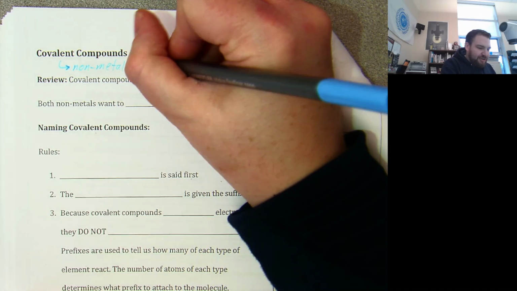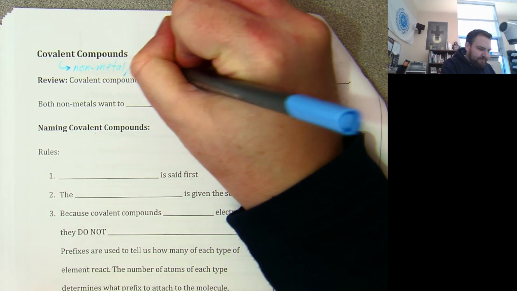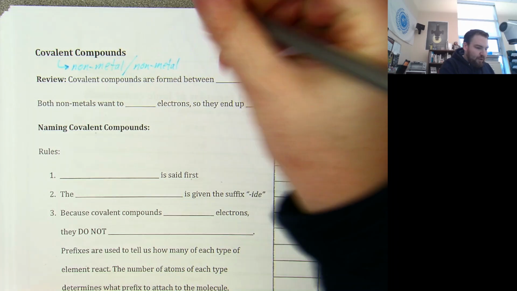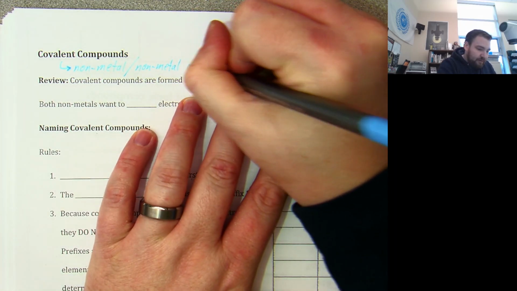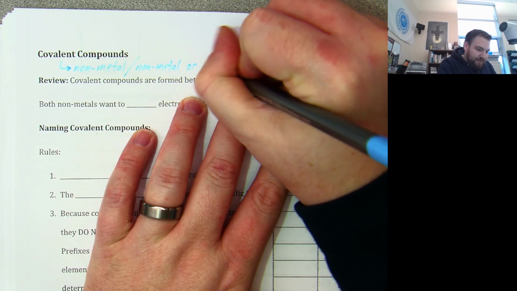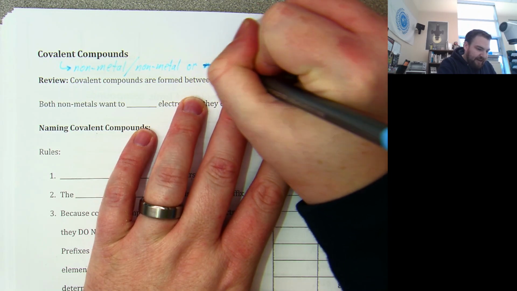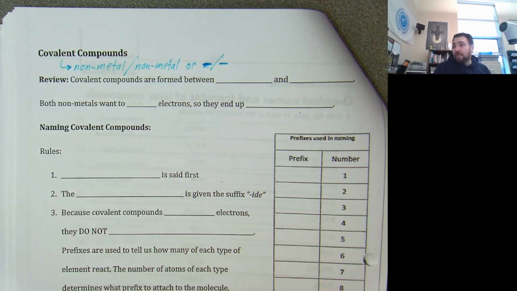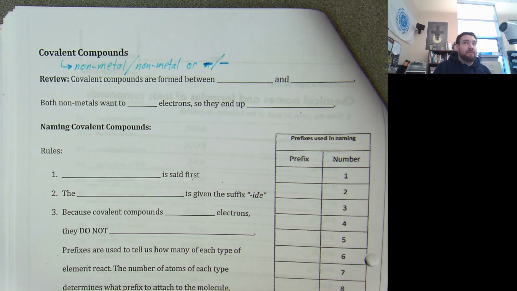Okay. So this is non-metal non-metal. Or, I'll just put a minus sign. Negative, negative. It's supposed to be 2 negative signs.